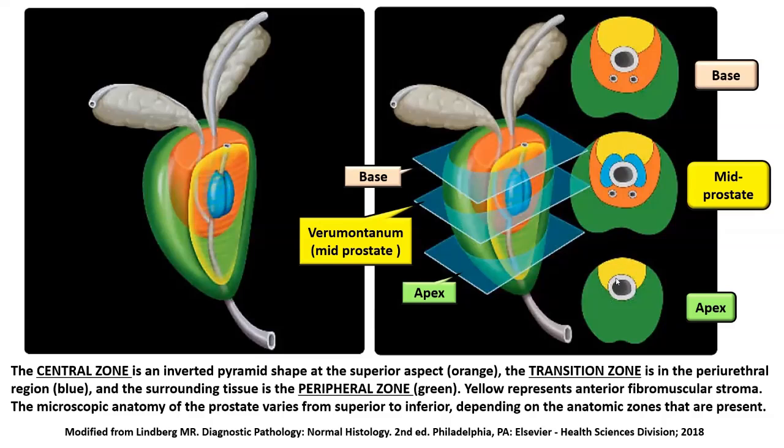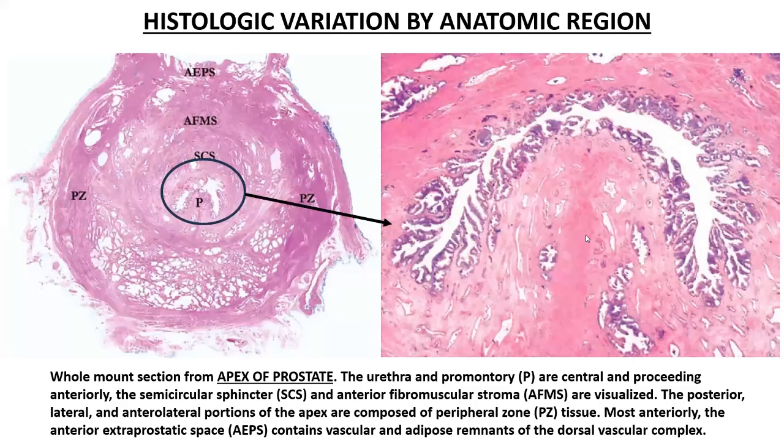Moving down towards the apex, you see an absence of both the central zone as well as the transitional zone. You only have the peripheral zone at the apex, with the condensation of the fibromuscular stroma towards the anterior aspect of it. Keep those things in mind when you look at the three levels individually. Now we shall start our journey from the inferior portion and then slowly work our way up to the superior aspect of the prostate.